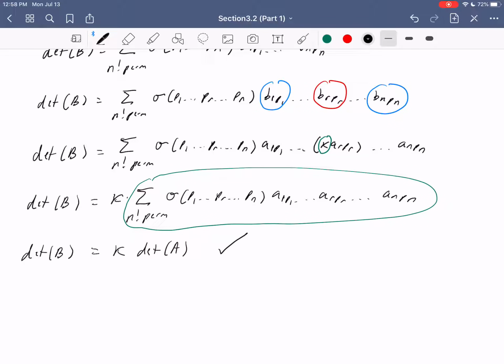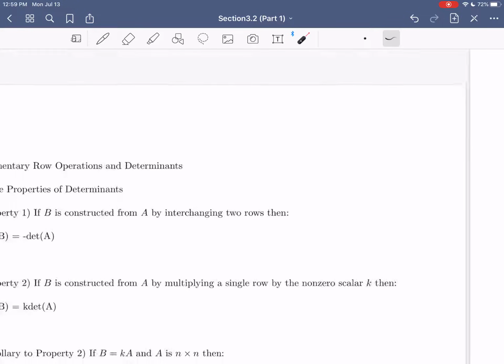So proving property 2 is much easier than property 1, because this one, we only multiplied one row by a scalar. You just have all the elements multiplied by that scalar. You throw the scalar out front. You're all done there.